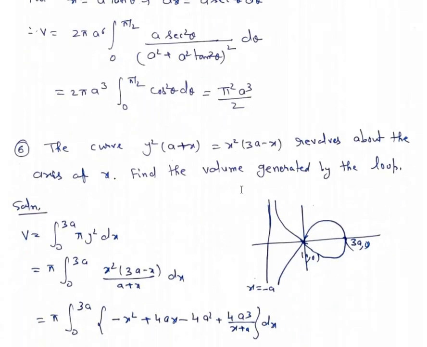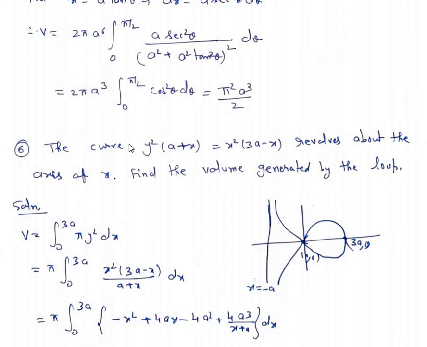Now in the last example, the curve y²(a + x) = x²(3a − x) revolves about the axis of x. Find the volume generated by the loop. Now this curve is symmetric about the x-axis because powers of y are even. Now x greater than 3a will give values of y² negative, that means y is imaginary. So the curve will not exist beyond x = 3a.